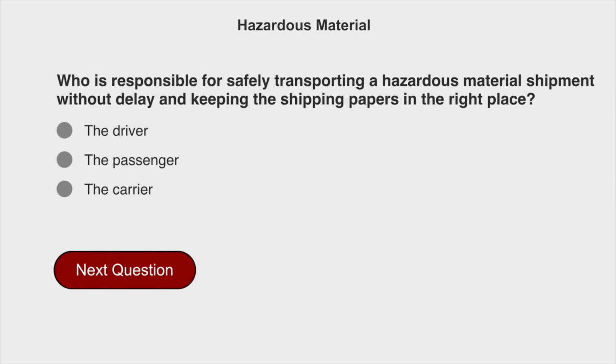Who is responsible for safely transporting a hazardous material shipment without delay and keeping the shipping papers in the right place? The driver.